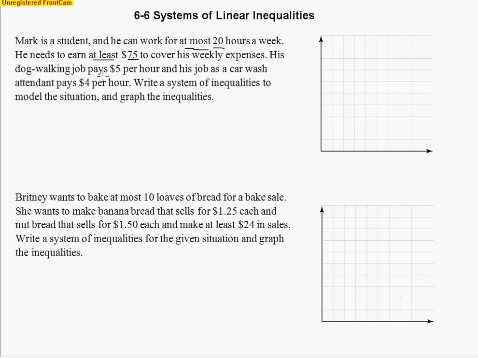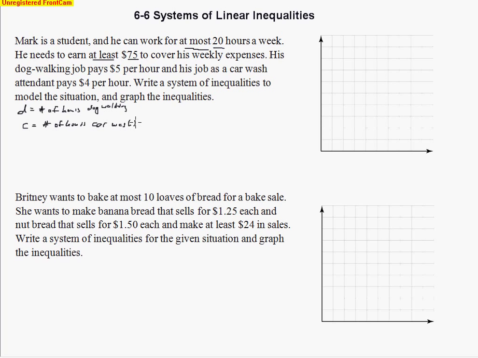His dog walking job pays $5 an hour, and his job washing cars is going to end up being $4 an hour. Write a system of linear inequalities to model the situation, graph the inequalities as well. So we have two unknowns here. How about D equals number of hours dog walking, and then maybe C equals number of hours car washing.